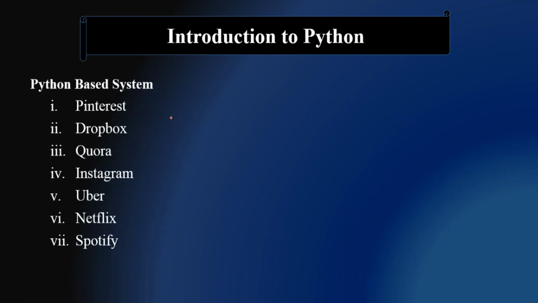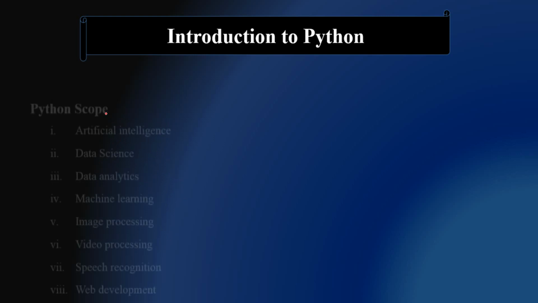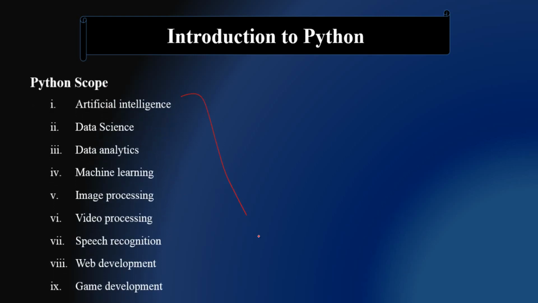Another topic is Python-based systems. These are different systems or companies that use Python in their systems, such as Pinterest and Dropbox. Another is Python scope. These are the different fields in which you can use Python.